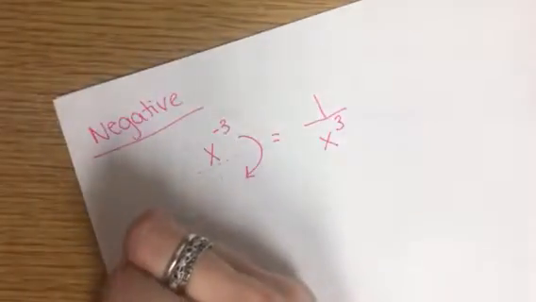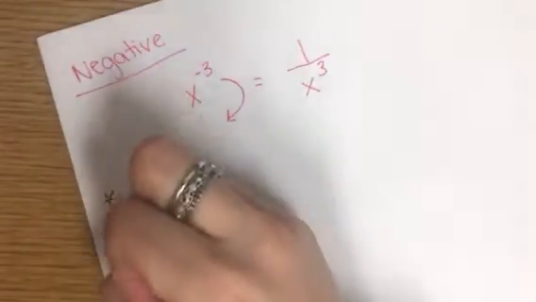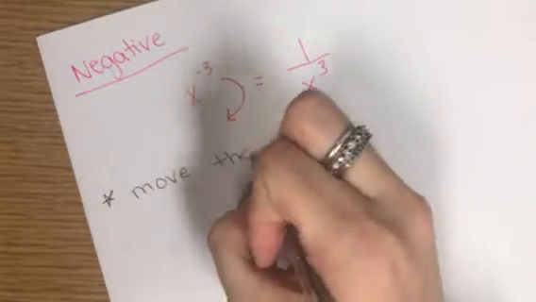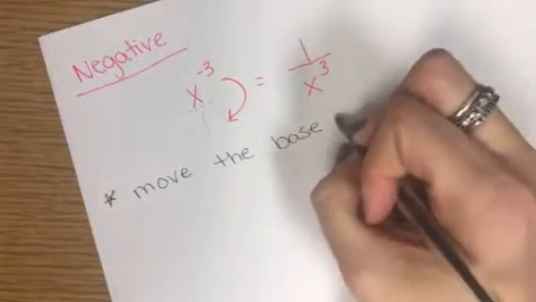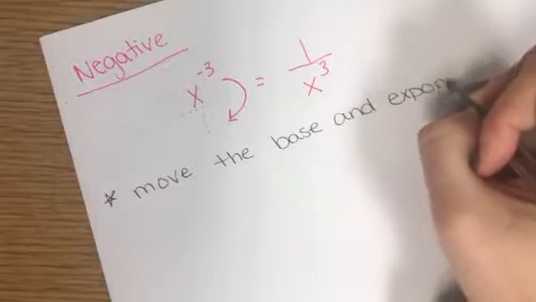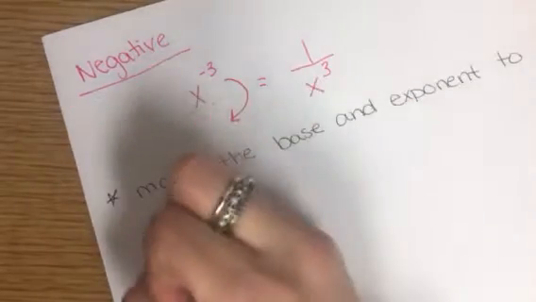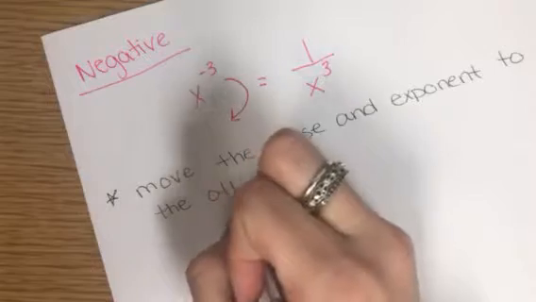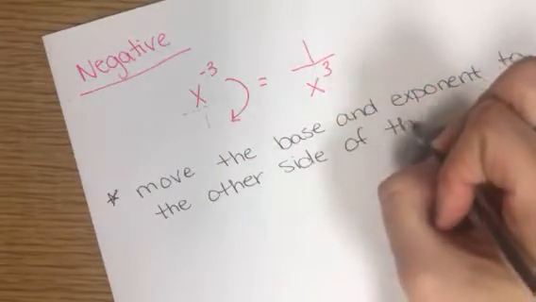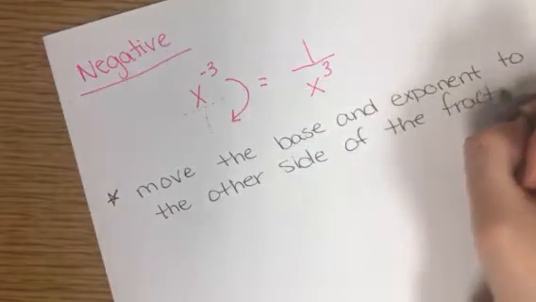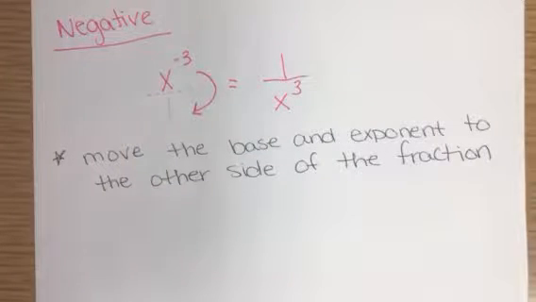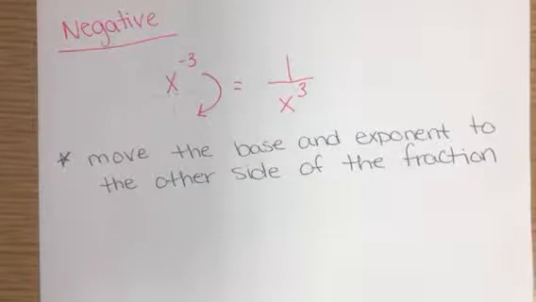So our property says that for a negative exponent, we are going to move the base and its exponent, nothing else in the problem, and we're going to move it to the other side of the fraction. Okay, so now let's take a look at a couple examples here.